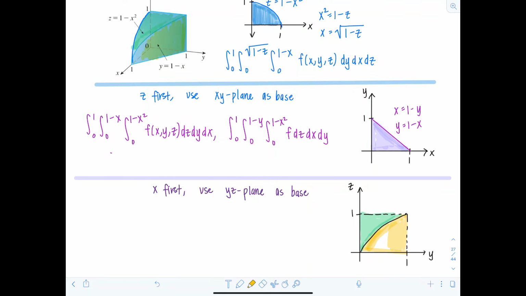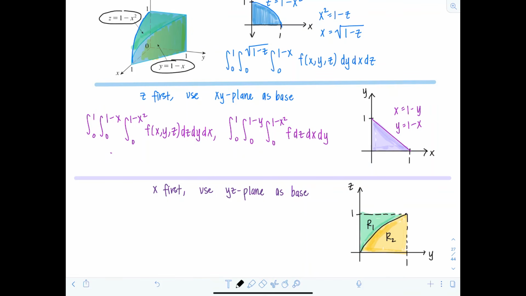Okay, so we have to split the base region into two portions. So this is going to be region 1 and region 2. Now, how do I know exactly where to split it or how to split it? So what you want to think of is what's going on in the yz plane here. All right, now I know the height here is determined by z equals 1 minus x squared. I want to know where does that intersect with y equals 1 minus x.